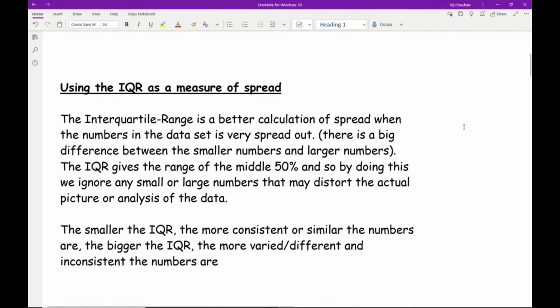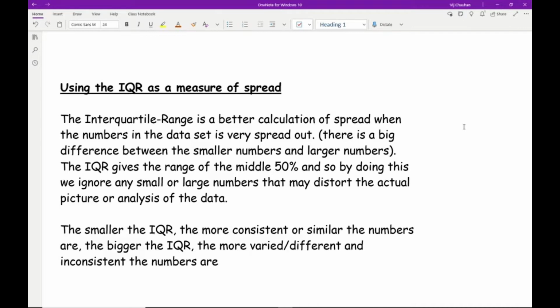Now, using the interquartile range as a measure of spread. The interquartile range, as I've briefly mentioned, is a better calculation of spread when the numbers in the dataset are very spread out. So if you find that in your dataset there are some big numbers or some small numbers, and you want a more accurate way of looking at spread, then the interquartile range would give you a better calculation. The interquartile range gives a range of the middle 50%, and by doing so, we ignore any small or large numbers that may distort the actual picture or analysis of the data.